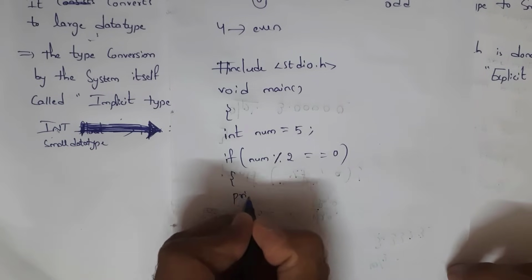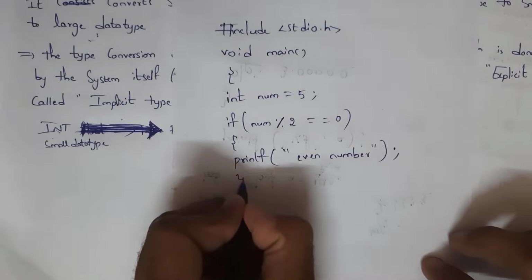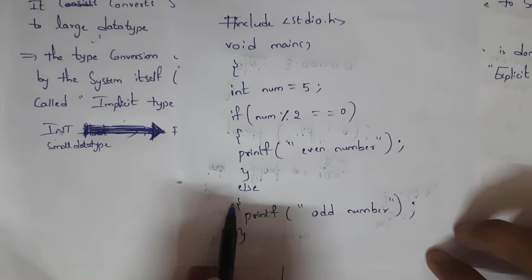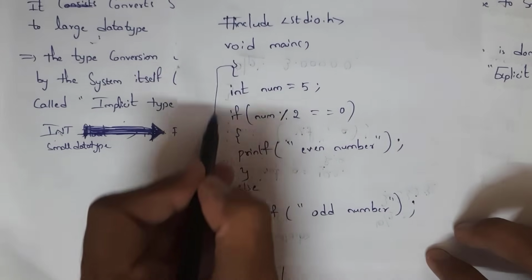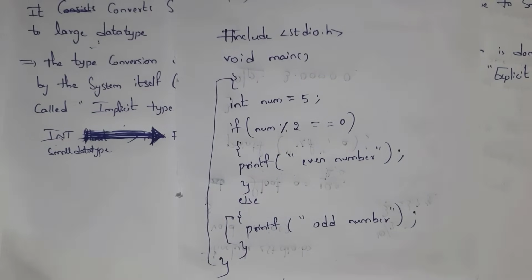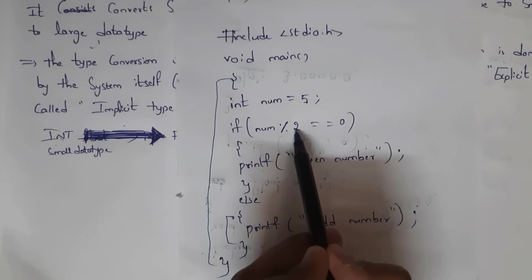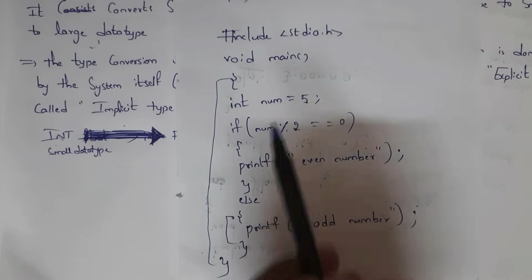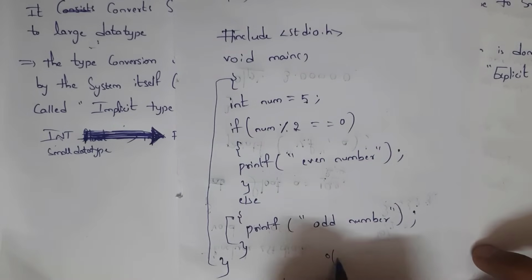So write here printf even number, semicolon, close bracket, else printf odd number, close bracket for else, and next close bracket for main. This is the program to check whether a number is even or odd. Here if we divide 5 by 2, we get remainder 1, not 0. So this 5 is an odd number, so the output is odd number.